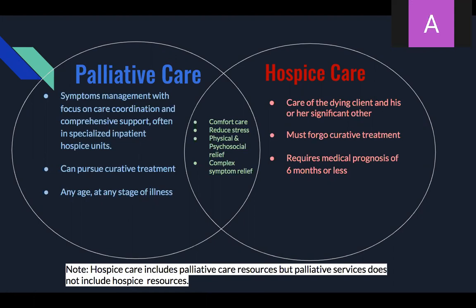So basically, the main difference is that hospice care is provided to patients who have a medical prognosis of 6 months or less, and they aren't doing any curative treatments. While with palliative care, they can still pursue curative treatment, and it can happen at any age and any stage of illness. Both palliative care and hospice care have a main focus of providing comfort care and complex symptom relief. So you're just making sure that they're as comfortable as possible and as pain-free as possible.